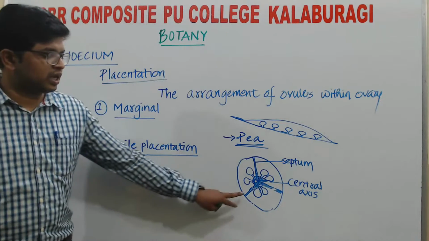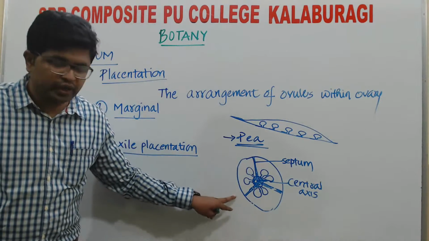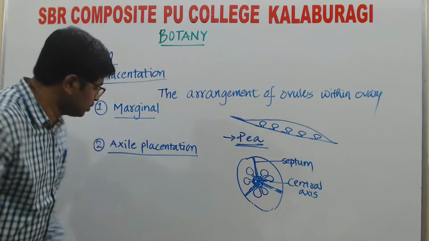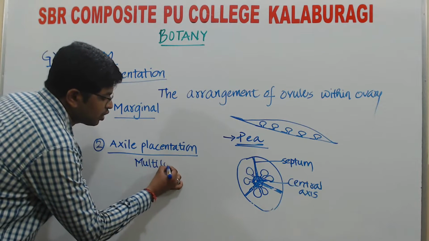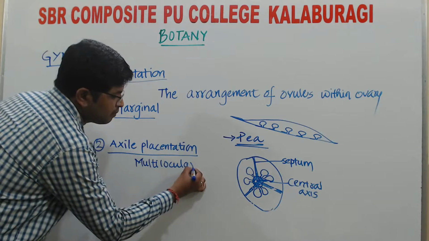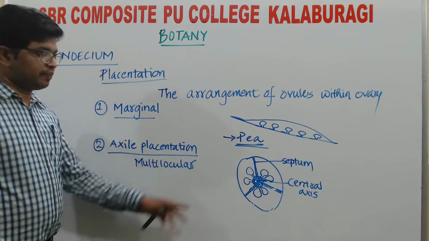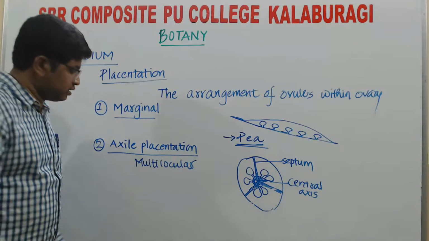Okay, so this is how. Now you have the ovary, you have multilocular. So you can write here multiple chambers. It is multilocular. This type you must have observed with tomato.